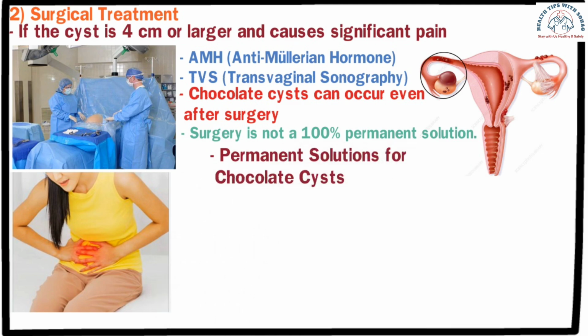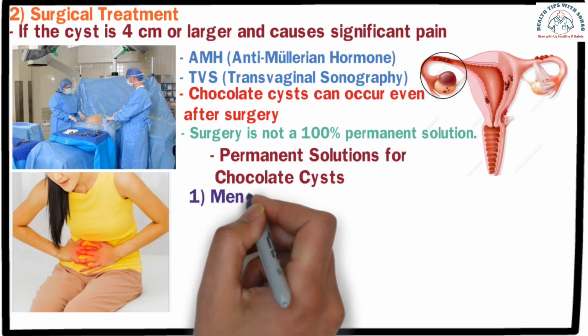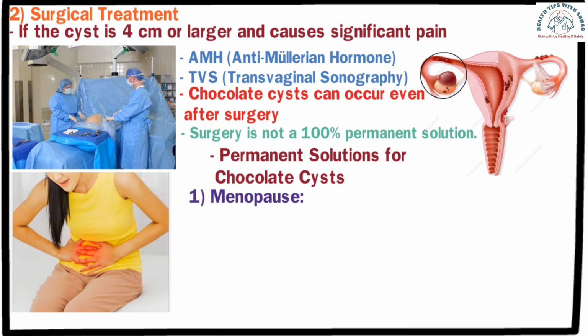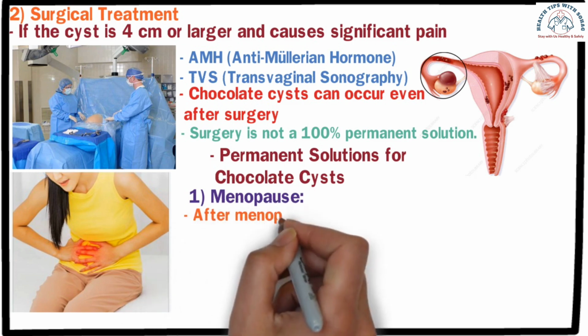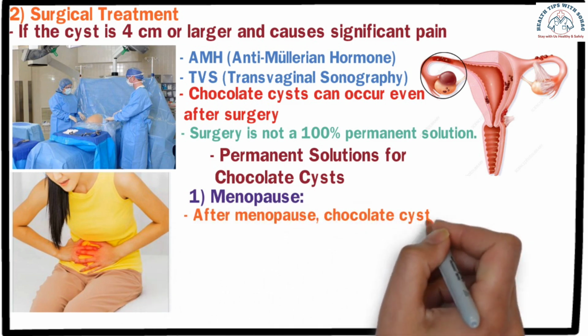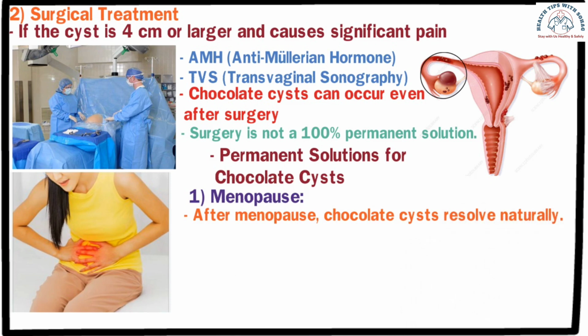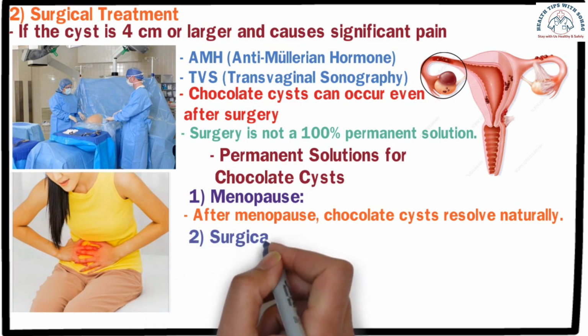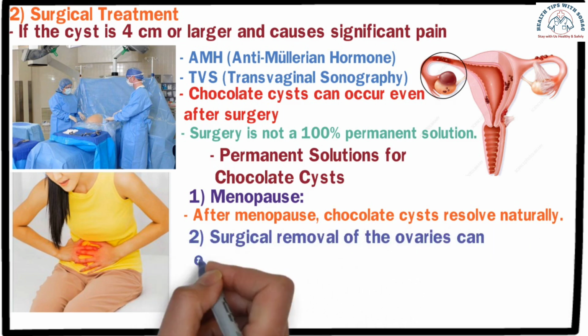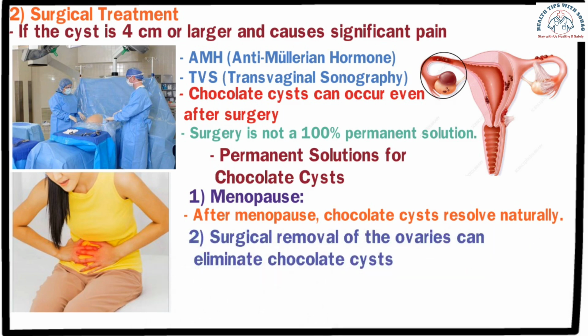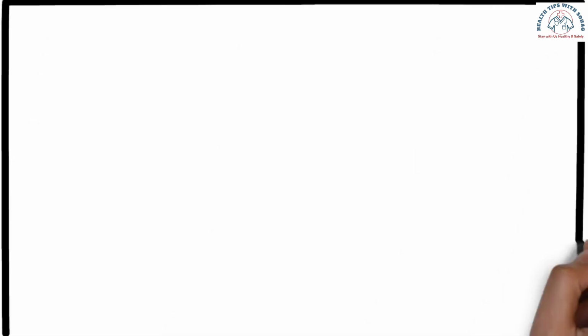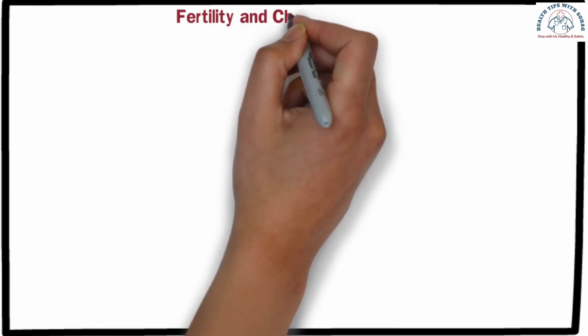There are a few scenarios in which chocolate cyst can be resolved permanently. Number 1, menopause. For women who reach menopause, typically around the age of 45 to 50, the hormonal changes associated with this phase naturally resolve the chocolate cyst. Number 2, surgical removal of the ovaries can eliminate the chocolate cyst. However, this procedure also means the woman will no longer be able to conceive, so it is not suitable for everyone.